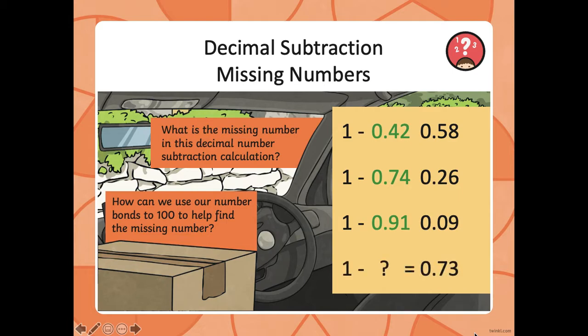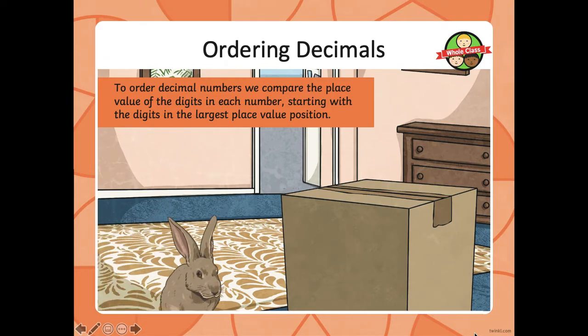Next up, and the last one. 1 minus something is 0.73. What have you got to add to that number to get to 1 whole? Hopefully you said 0.27.